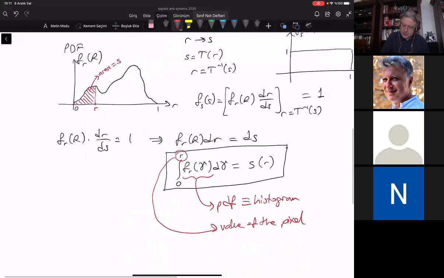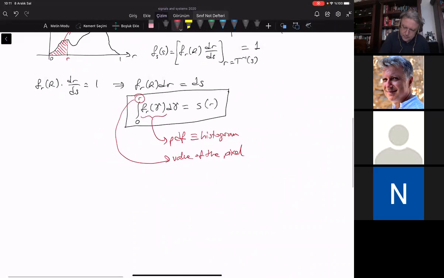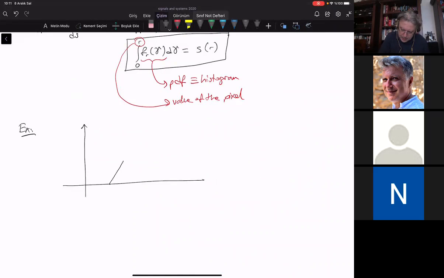Suppose that your probability density function is a different one, and it is like this. Something like this. So this is 0, this is 1, and the distribution is like this, and the area under this triangular shape is 1, because it's a PDF.